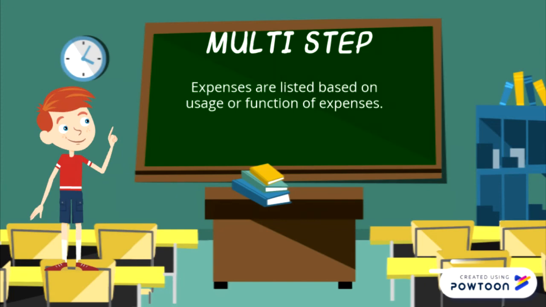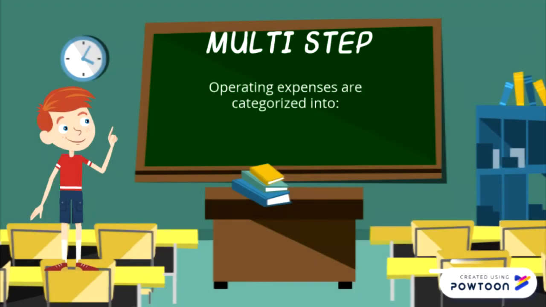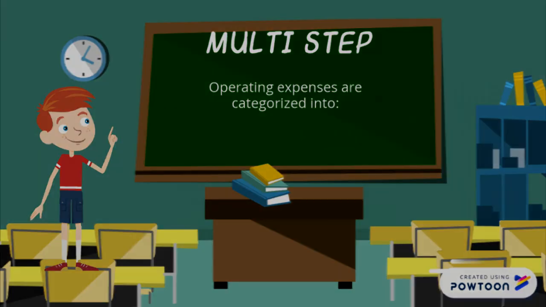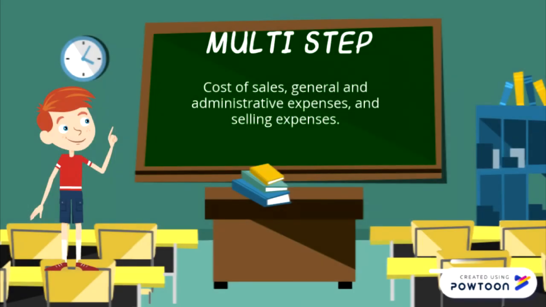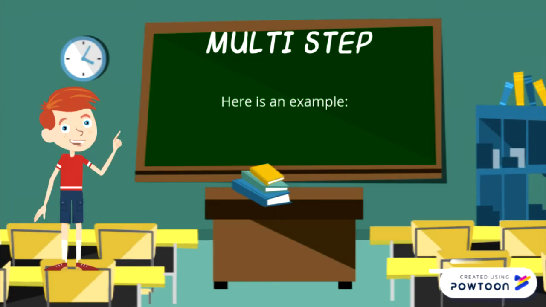Expenses are listed based on usage or function of expense. Operating expense are categorized into cost of sales, general and administrative expenses, and selling expenses. Here is an example.